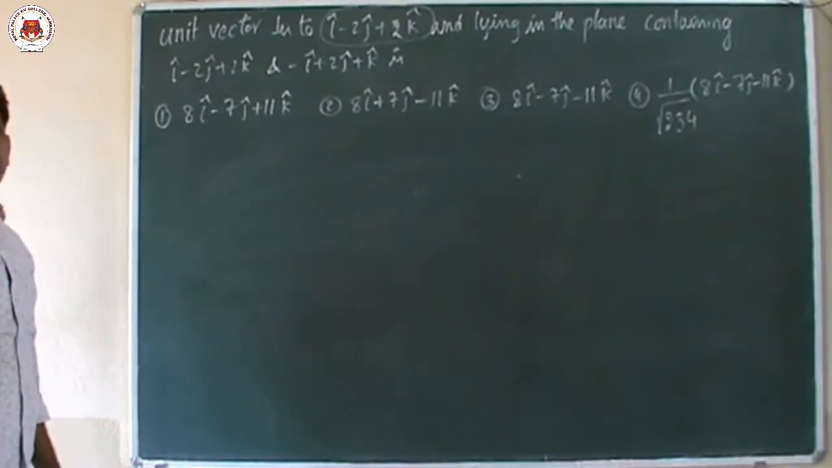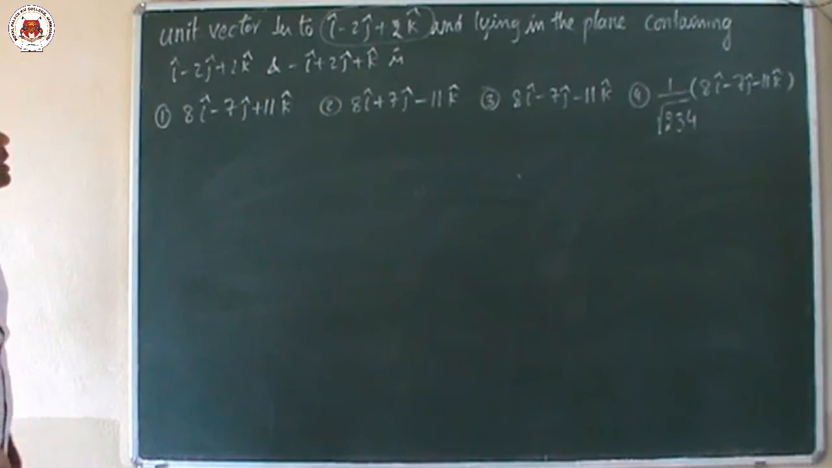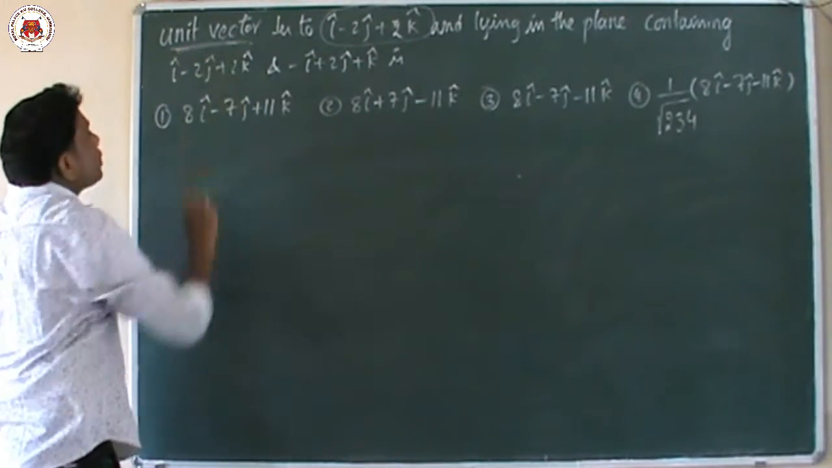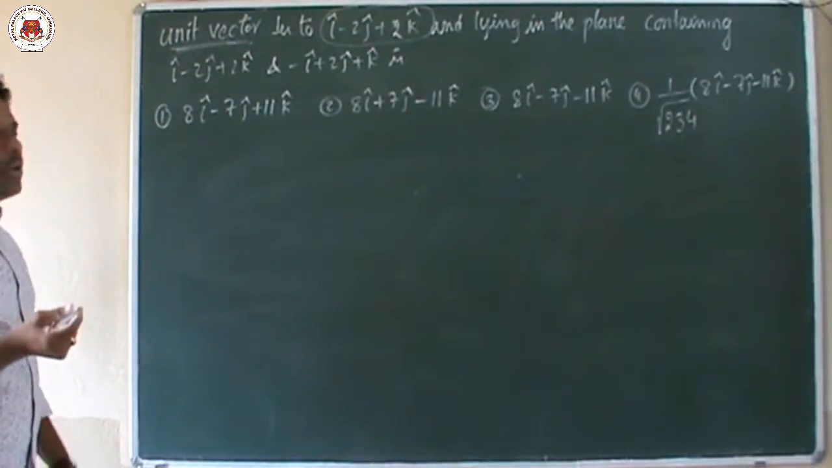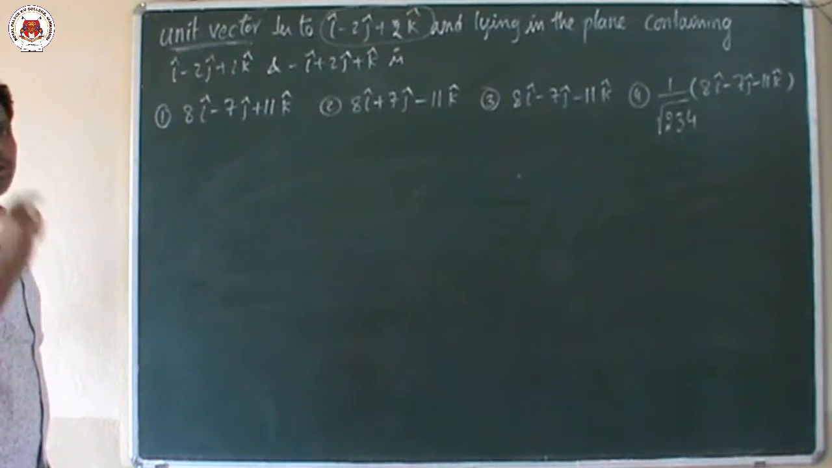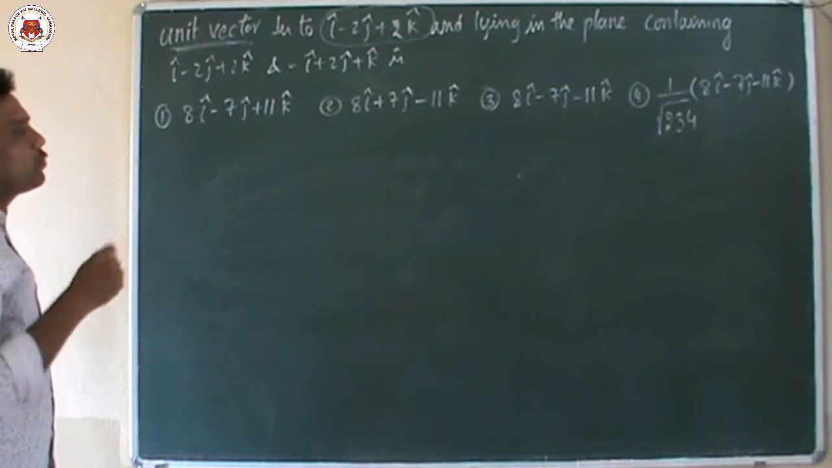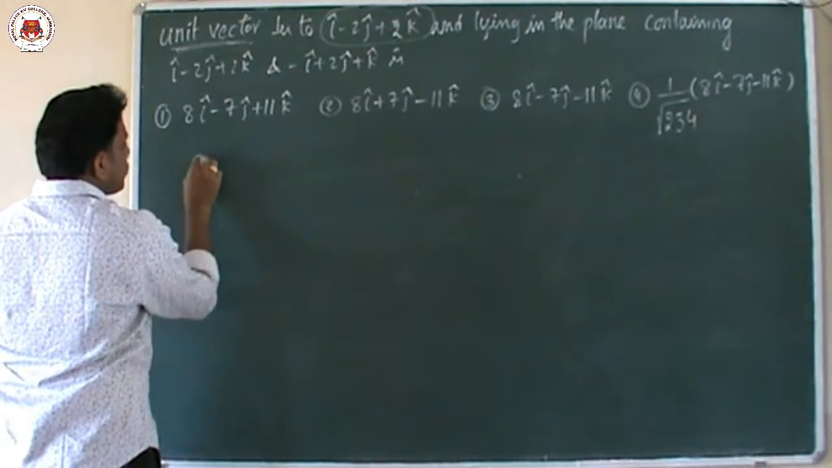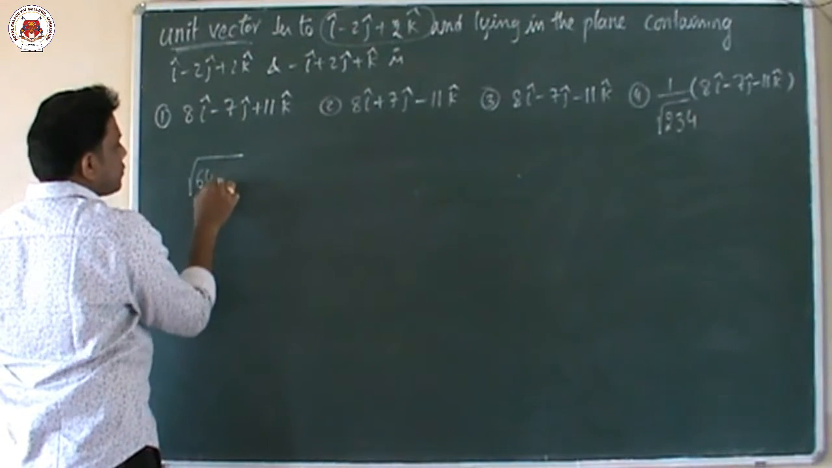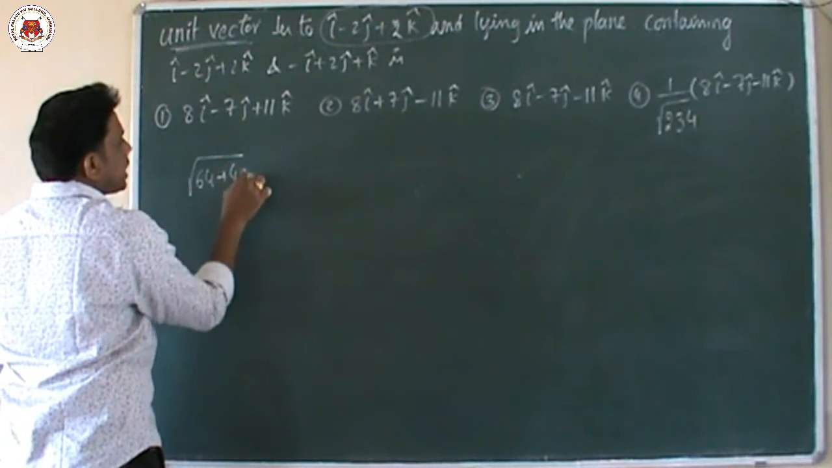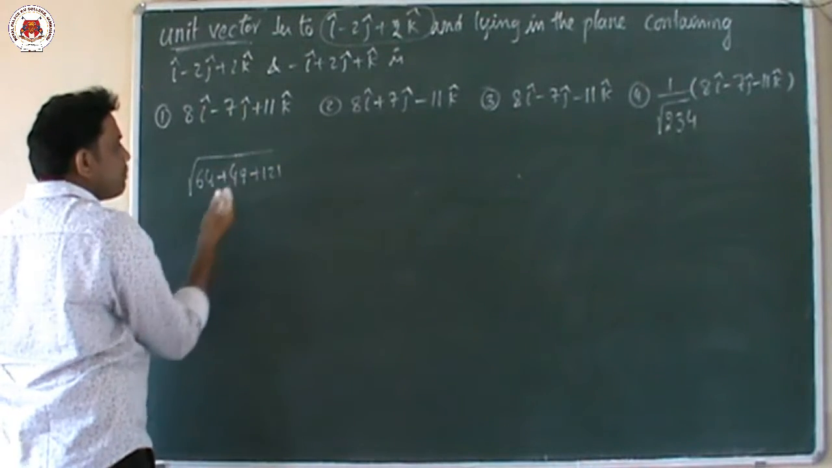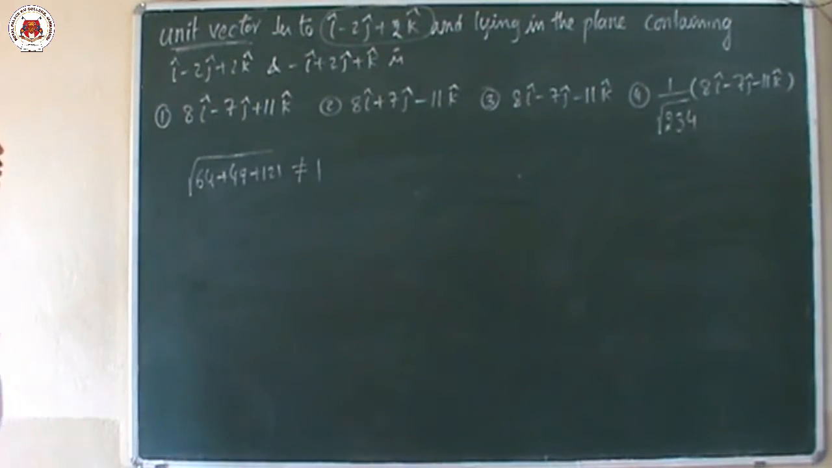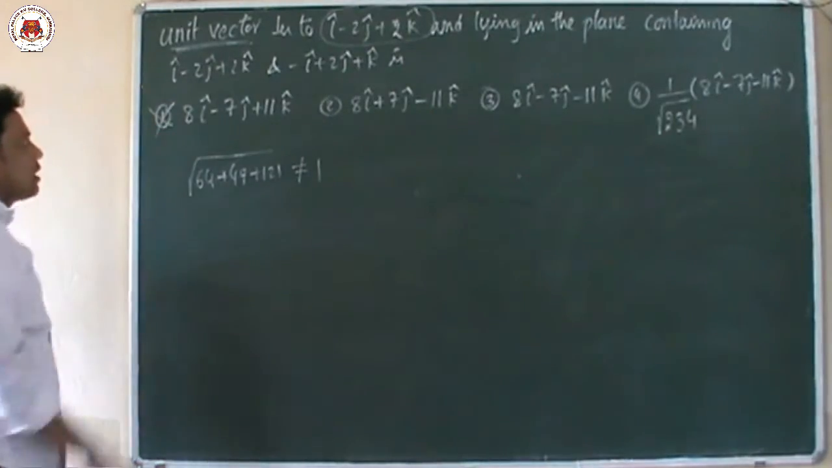So very easy. First you come to the question. Unit vector means the vector whose modulus value is equal to 1. Whose modulus equals 1 is called the unit vector. You find out this modulus value. What is the modulus value? 8 square is 64, 7 square is 49, 11 square means 121. This value is never equal to 1. So this is not the answer, so wrong option.